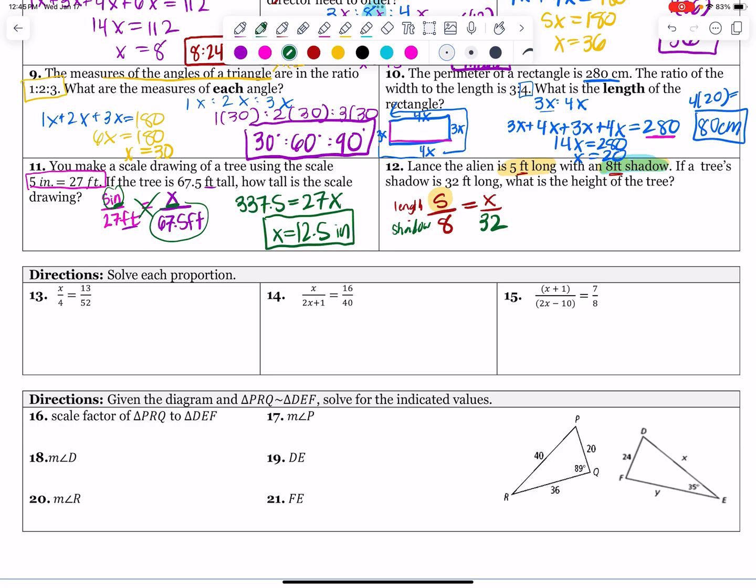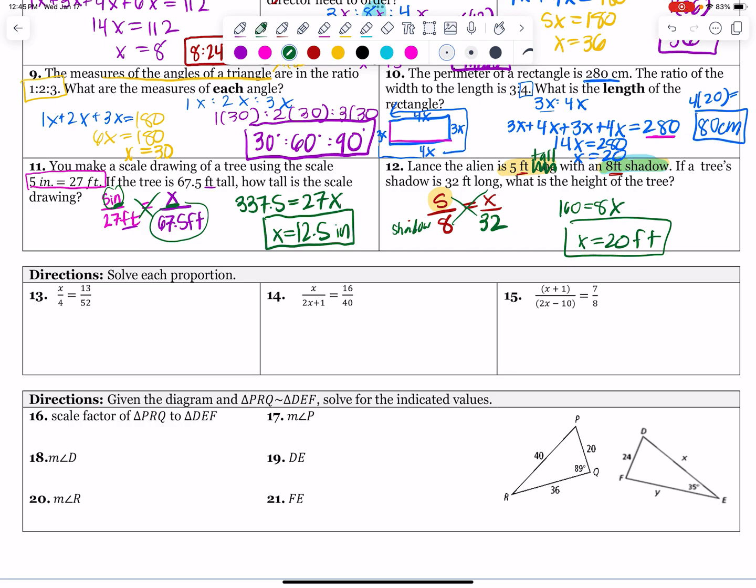And so what we're going to do is cross multiply here. And we're going to end up getting that 160 equals 8x. So x is going to be equal to 20 feet. What is the height of the tree? So when it says 5 feet long, we really should have said 5 feet tall. I think that's what's throwing me off here. Lance the alien is 5 feet tall, so we're not going to fill in the word length.